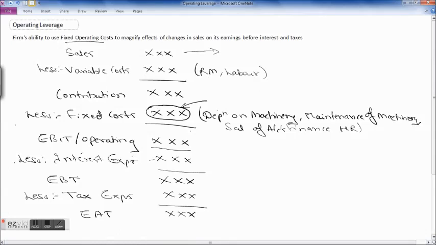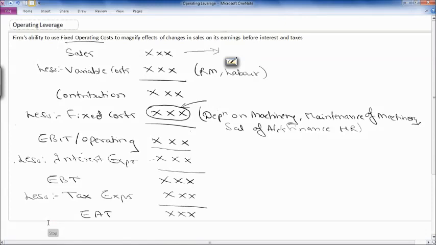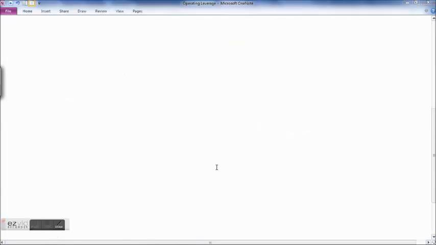Basically, if there are no fixed costs, then there won't be anything known as operating leverage. Operating leverage is present because there are some fixed operating costs in the business or your manufacturing industry. Now we will see the formula for calculating operating leverage. So, what is the operating leverage?